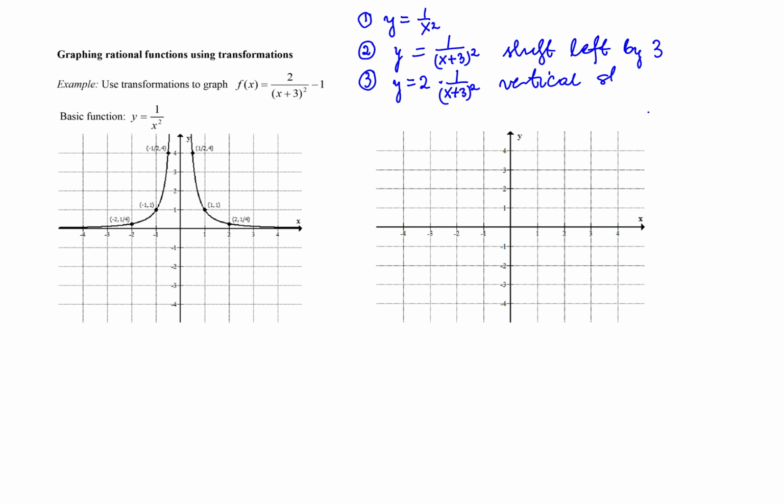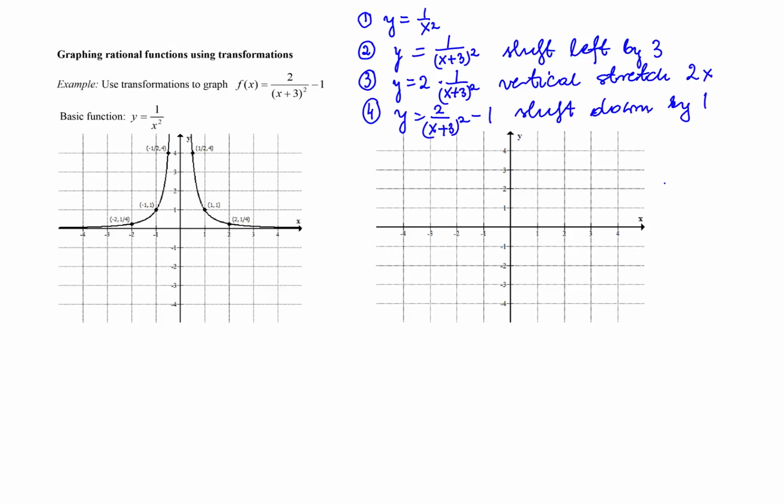And finally, we are subtracting 1 from the formula, and therefore this will result in the vertical shift down by 1. So the transformation we'll have to perform is shift down by 1.